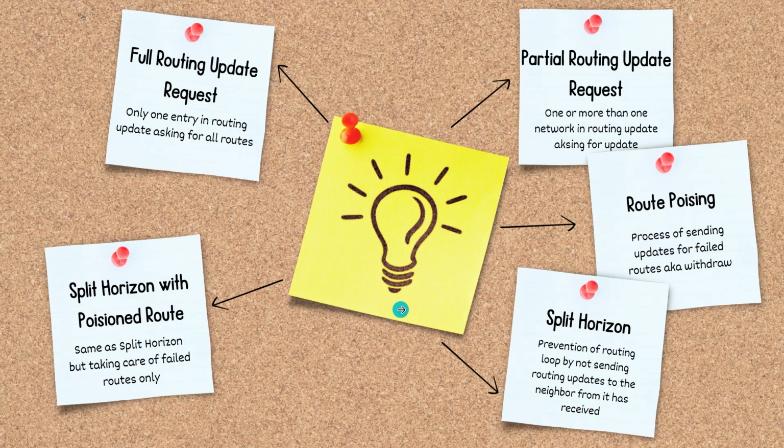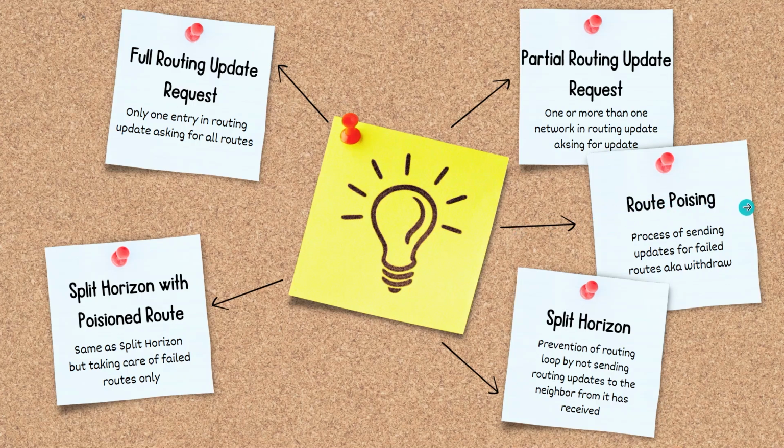Then we have something called route poisoning. Route poisoning is nothing but the acknowledgement for the failed routes. So devices that are communicating with RIP will withdraw the routes. That is nothing but route poisoning.